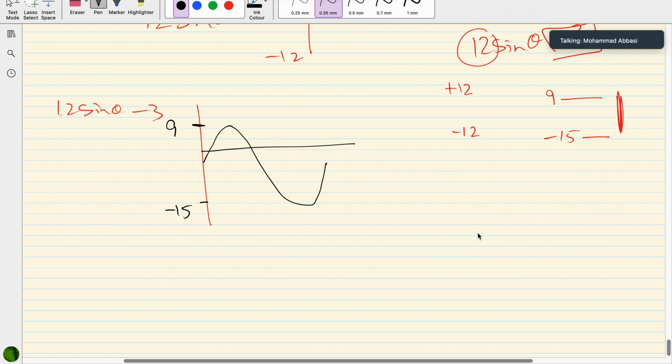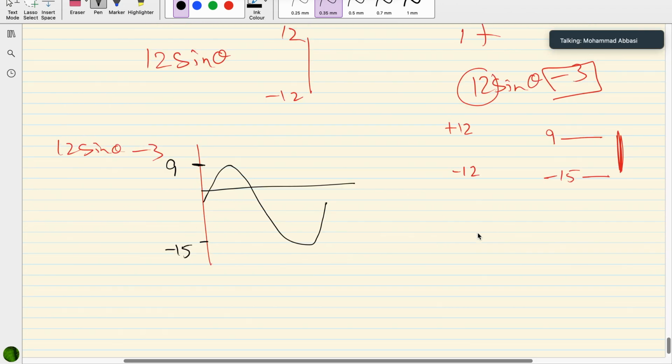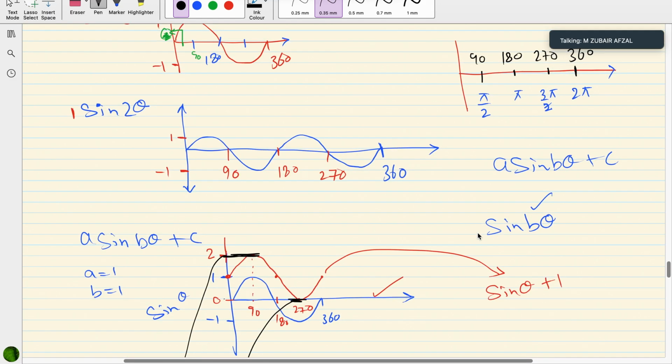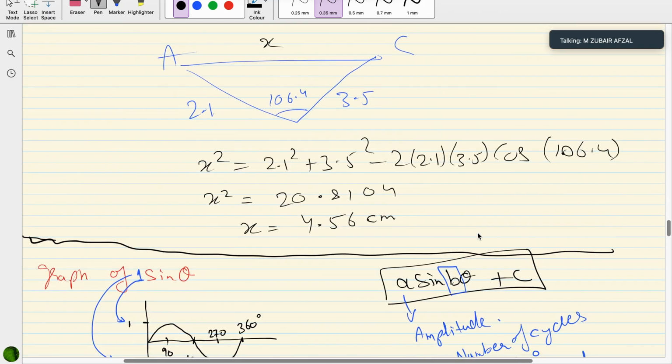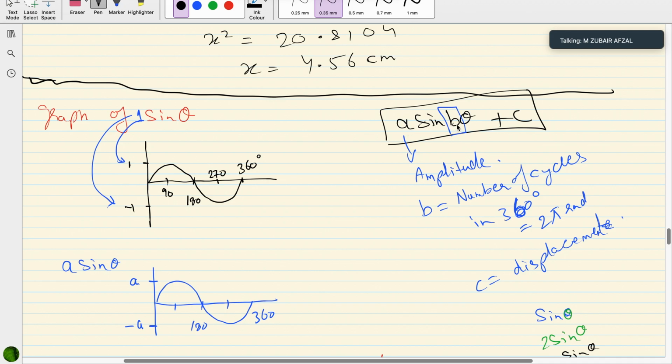Sine theta. A quick revision before we move on to cos. A sine b theta plus c. A is the amplitude. So if we have 4 sine theta, we know it will be plus 4 and minus 4. And b was the number of cycles. If we have sine 4 theta, we know that there will be 4 cycles, 1, 2, 3, 4 cycles in 360.